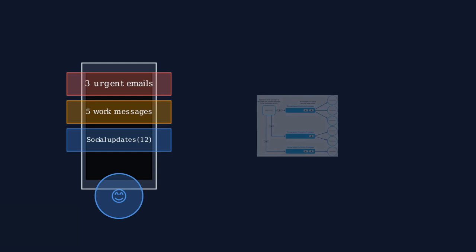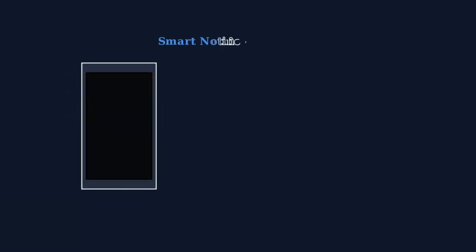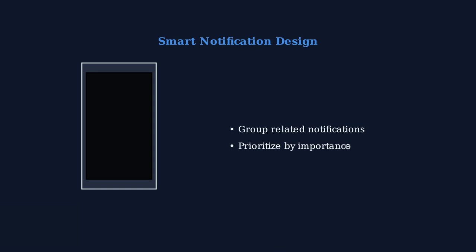This intelligent approach uses priority-based delivery systems. Messages are categorized by importance and grouped by context, reducing cognitive load while ensuring critical information reaches users. Effective notification systems follow 4 key principles: group related notifications together, prioritize by importance, respect user attention by avoiding unnecessary interruptions, and allow users to customize their preferences.